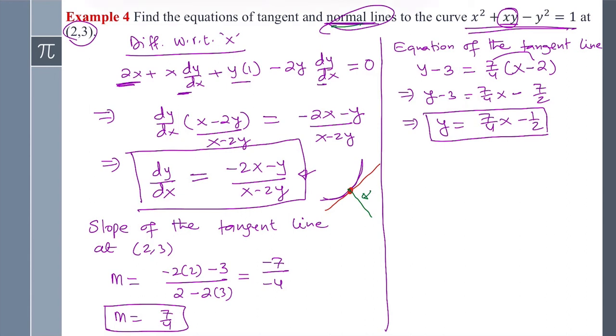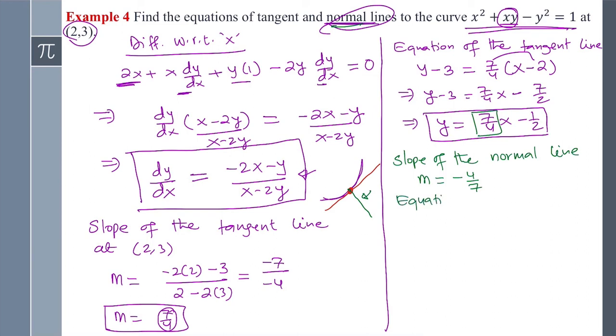So one thing that you learn in college algebra is the slopes of perpendicular lines are the negative reciprocal of each other. In other words, if the slope of the tangent line is 7/4, then the normal line is perpendicular to the tangent line. That means the slope of the normal line, let's say m, equals the negative reciprocal of the slope of the tangent line, which is negative 4/7. Now the point of contact is the same, which is 2 comma 3. So we can find the equation of the normal line.